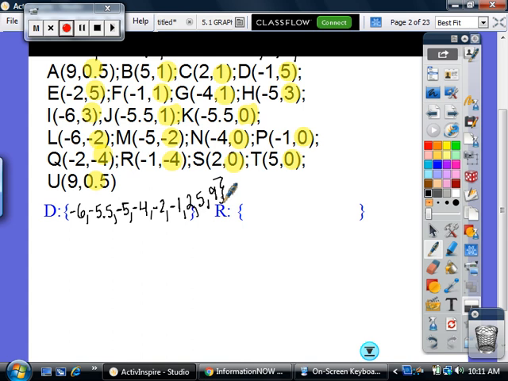On the range, what's the smallest range? And then -2. Does everybody agree?